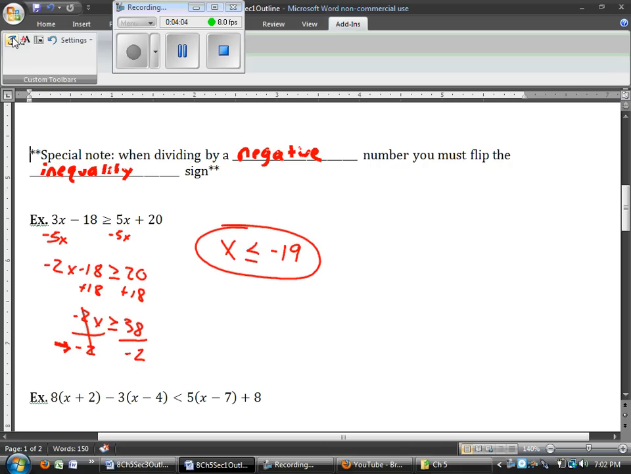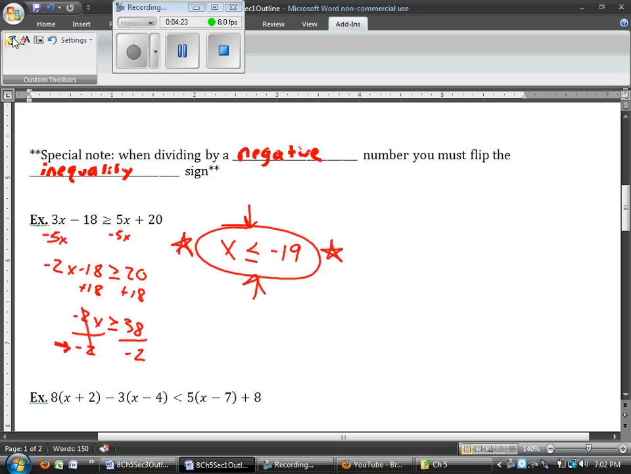Okay? So it makes a difference. You have to flip that sign. I'm saying it again and again. Put stars on it, arrows, whatever you need to. Make sure you remember to flip the sign every time you divide by a negative. Okay?